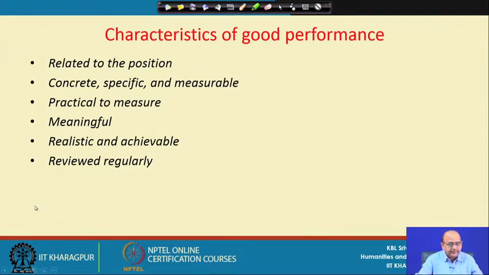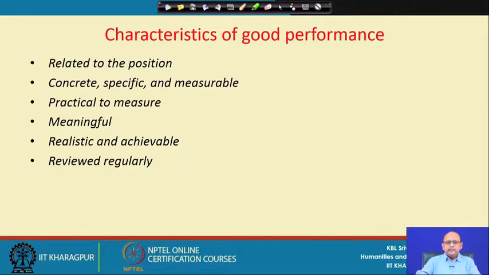Now, what are the characteristics of a good performance standard? Make sure that it is related to the job the person is doing. It is very concrete, specific and measurable, as I told you, right. Reducing overtime within a time frame, and how much overtime you are going to reduce, that is measurable. And it is practical to measure, it is easy to measure, and it makes sense. If you say, okay, from 150 hours you want to make it 140 hours, it does not make sense, because it is not significant. And make sure that it is realistic and achievable.